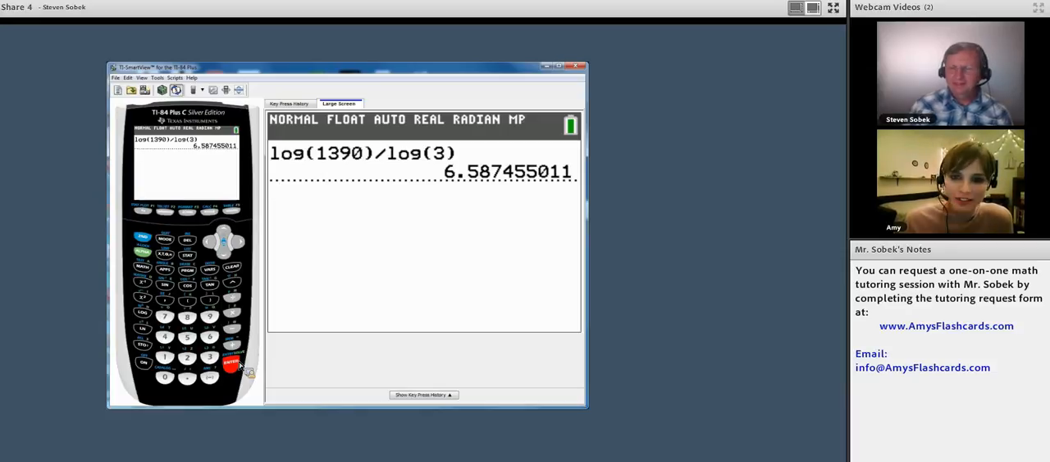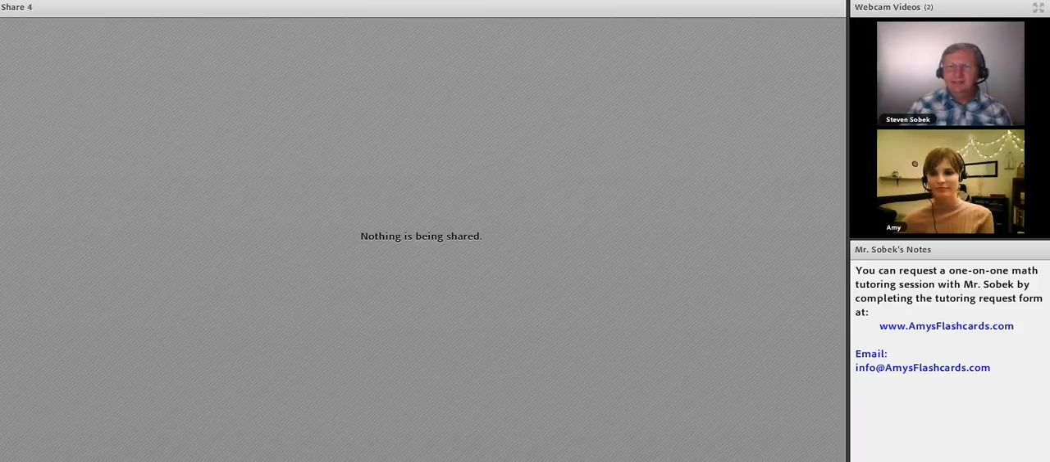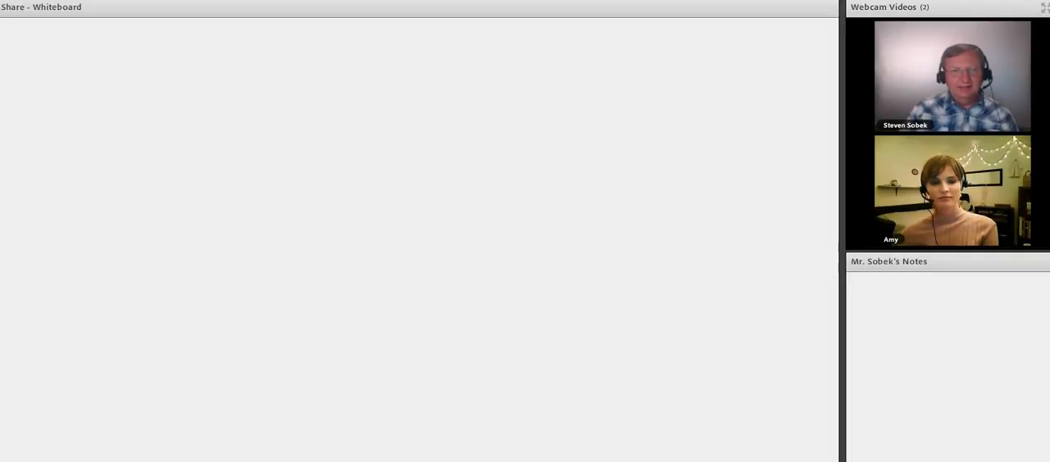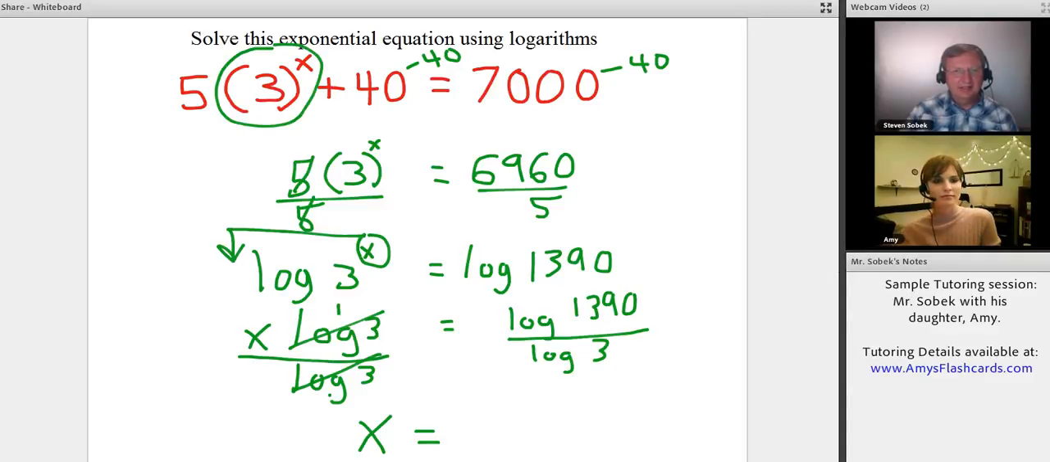Okay, with the parentheses I got 6.59 rounded. Okay, so 2 decimal places, that would be 6.59. Okay, so I'm going to go back to our whiteboard. And let's type in the answer here. 6.59.